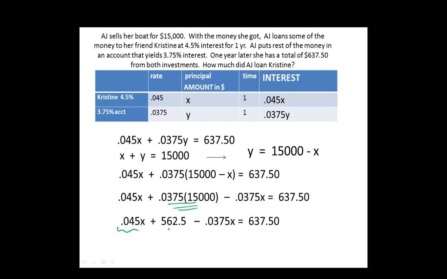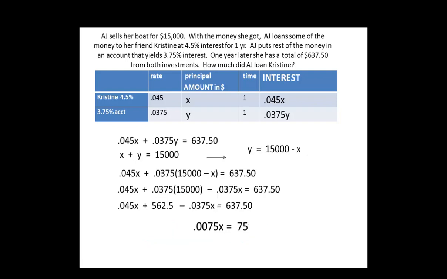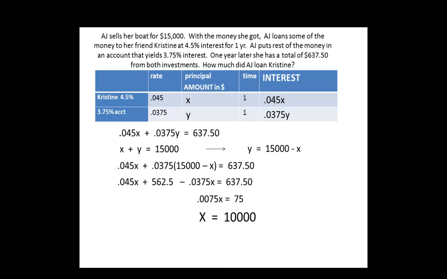We're going to combine these two, and we're going to subtract 562.5 from both sides of the equation. If you're working this out on your paper, you should come up to the next step, which we have here. We're still trying to solve for x. Of course, we now need to divide by the coefficient of the x. That's that 0.0075. We're going to divide both sides by that, and we should come out with x. There we go. X is $10,000. Very nice. We have found x.